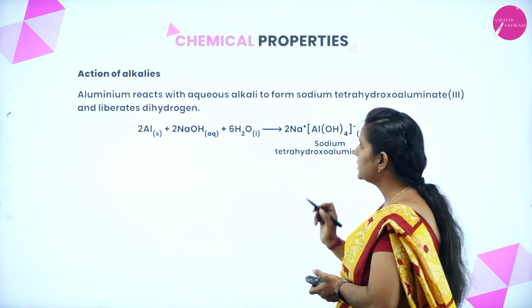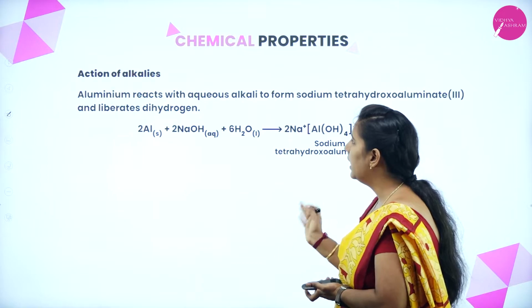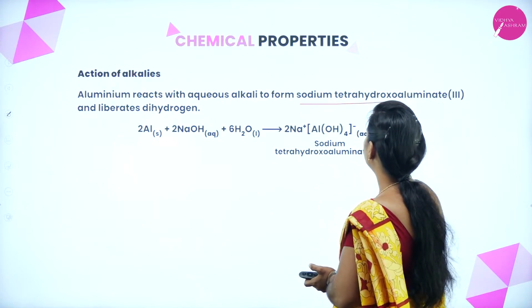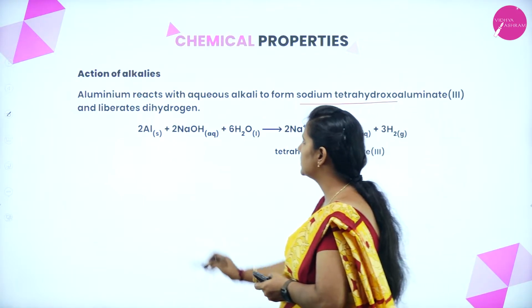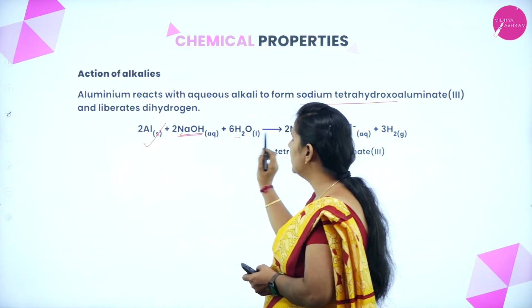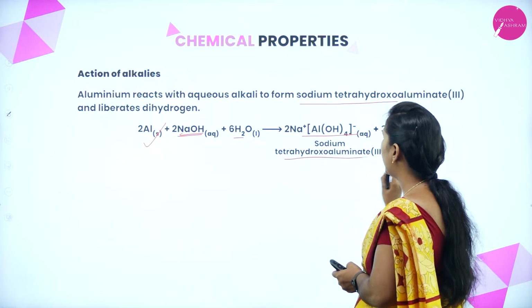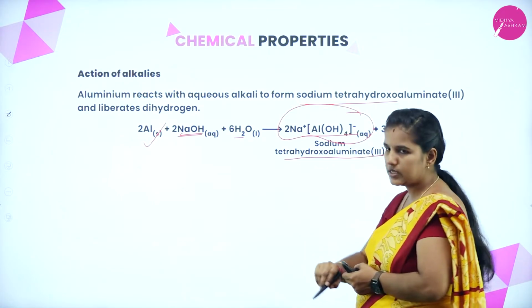Next, we have the reactions of aluminium with the base, that is, with the alkali. Aluminium can also react with aqueous alkali to form sodium tetrahydroxoaluminate(III) by liberation of dihydrogen gas. You can see that aluminium can also react with a base in the presence of water molecules. It forms what? Sodium tetrahydroxoaluminate. If you see this compound, this is a complex compound.